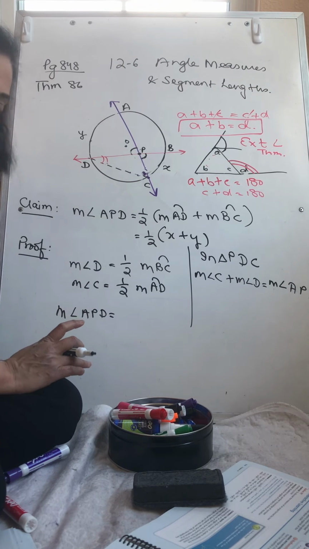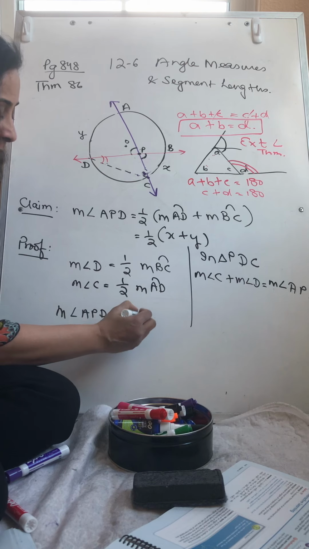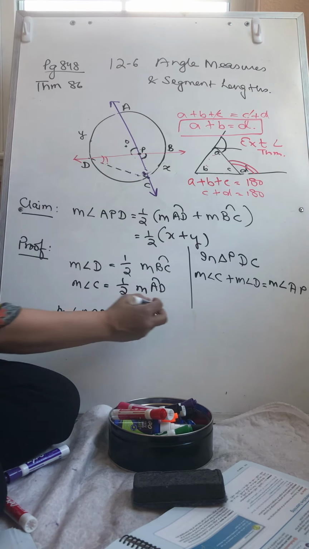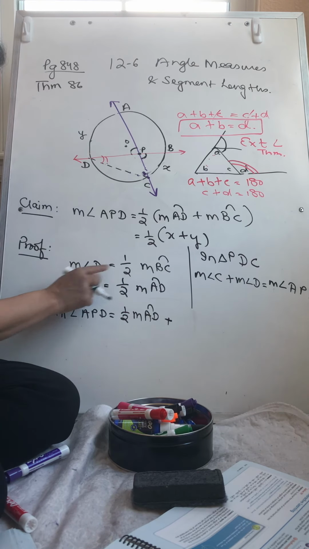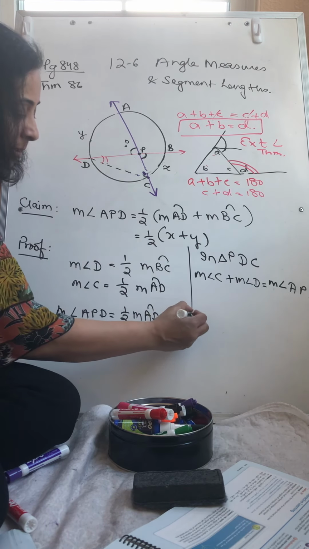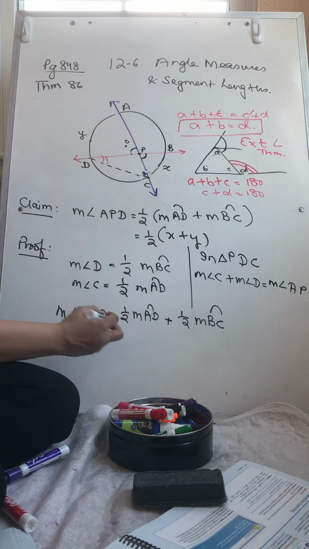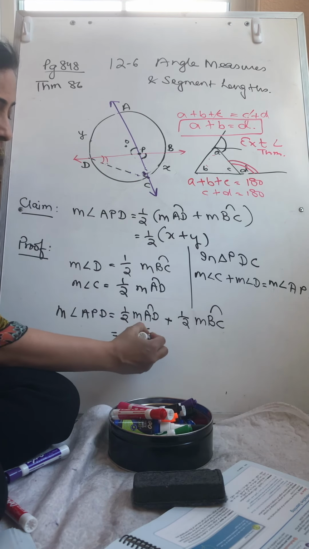But what is measure angle C? Just now we said it is half measure arc AD plus measure angle D. What is measure angle D? It is half measure arc BC. So if I take the greatest common factor, which is half outside, what am I left with?